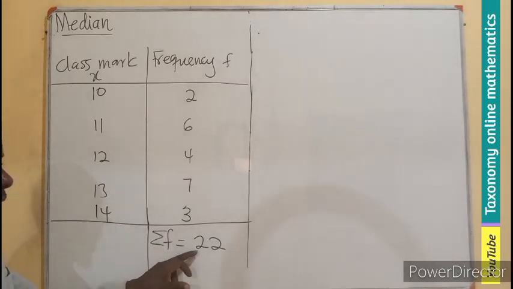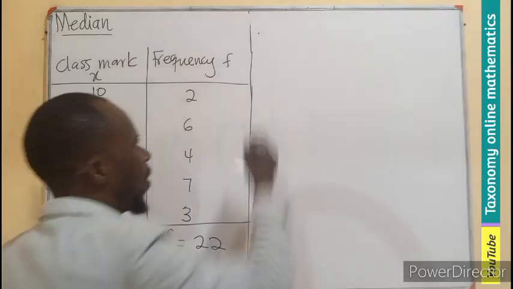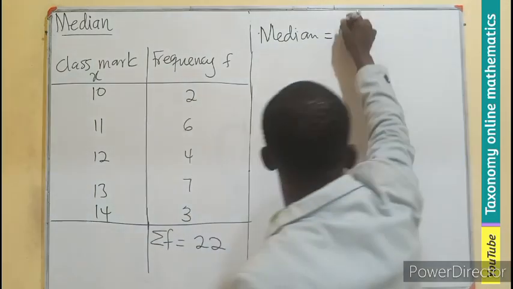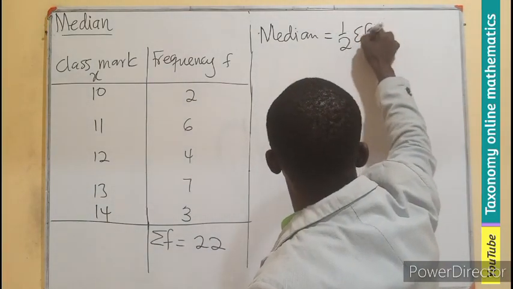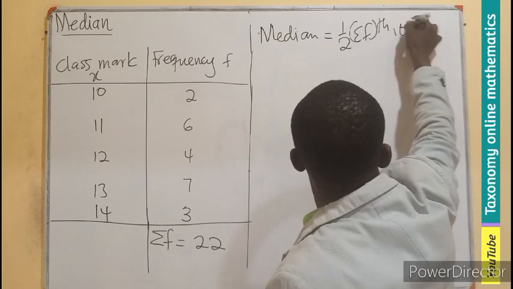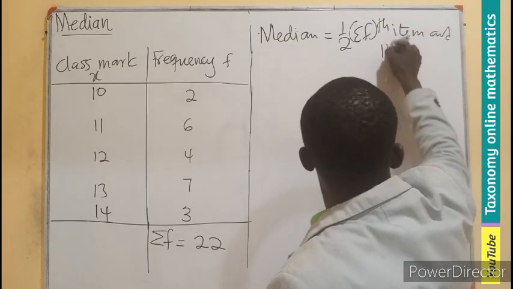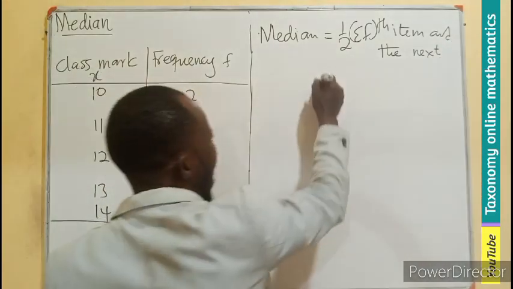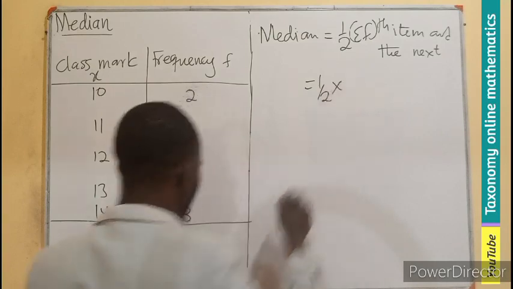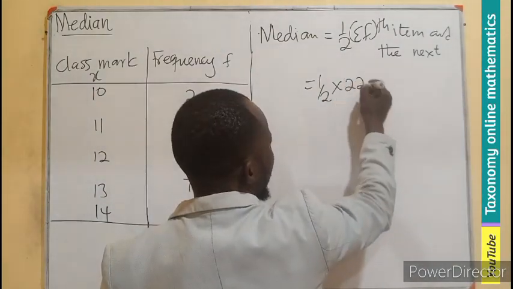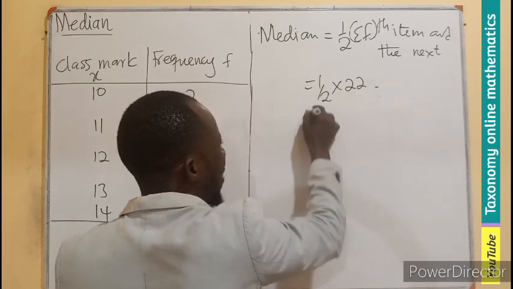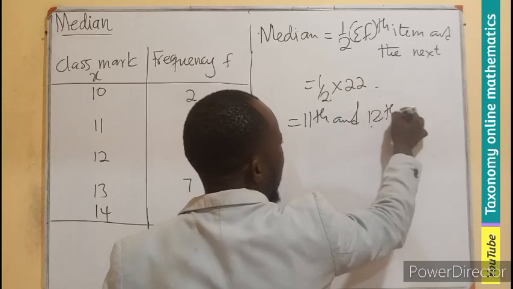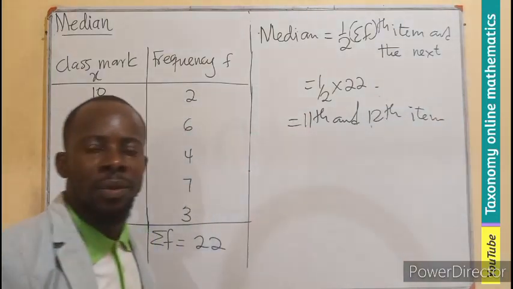What are we going to do? We are saying that this is an even number. Therefore, our median per our formula is going to be half of your sigma f item and the next item. So we are going to have 1 out of 2 times this, which will be 22, giving us 11, and the 12th item. Do you get it?